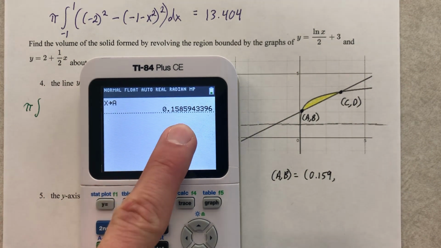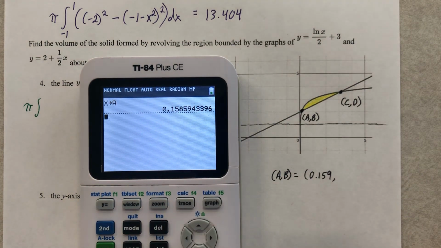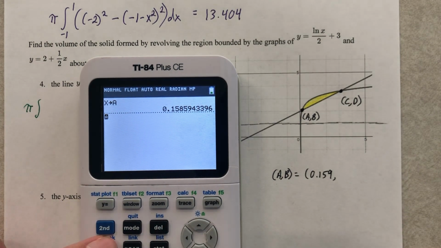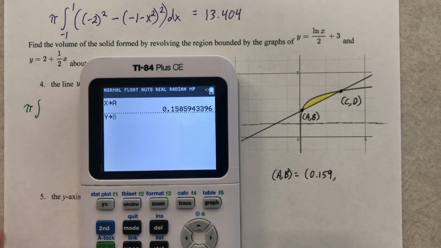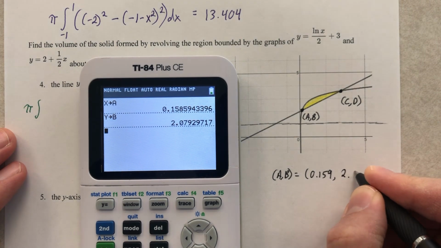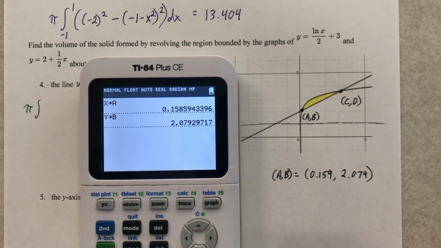But when I use this, I'm going to use 0.15859, and so on. Okay. My current y value was that point of intersection. I'm going to store it as B. Whoops, not like that. B. And it is 2.079. There we go.